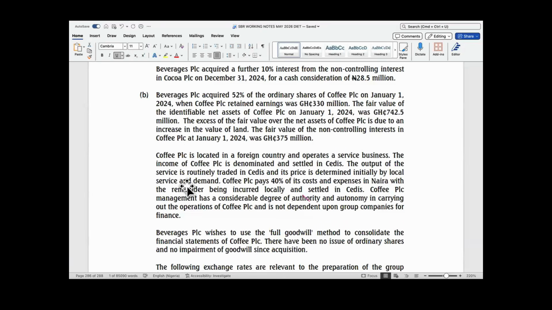This shows clearly that Coffee PLC is an autonomous or independent foreign subsidiary. So we're going to be translating assets and liabilities at closing rate, share capital at historical rate, pre-acquisition reserves at historical rate, and post-acquisition as the balancing figure.